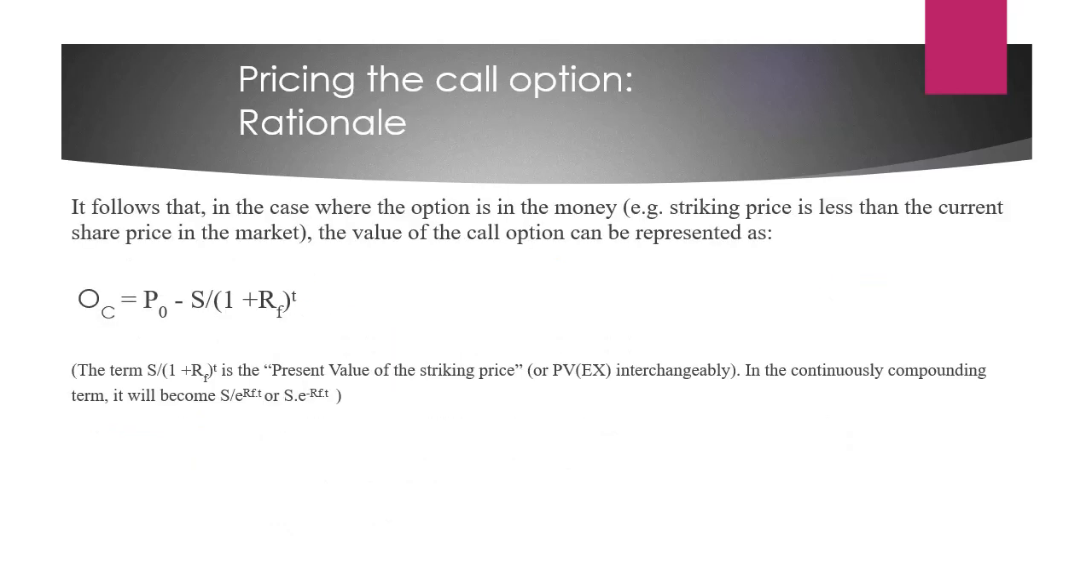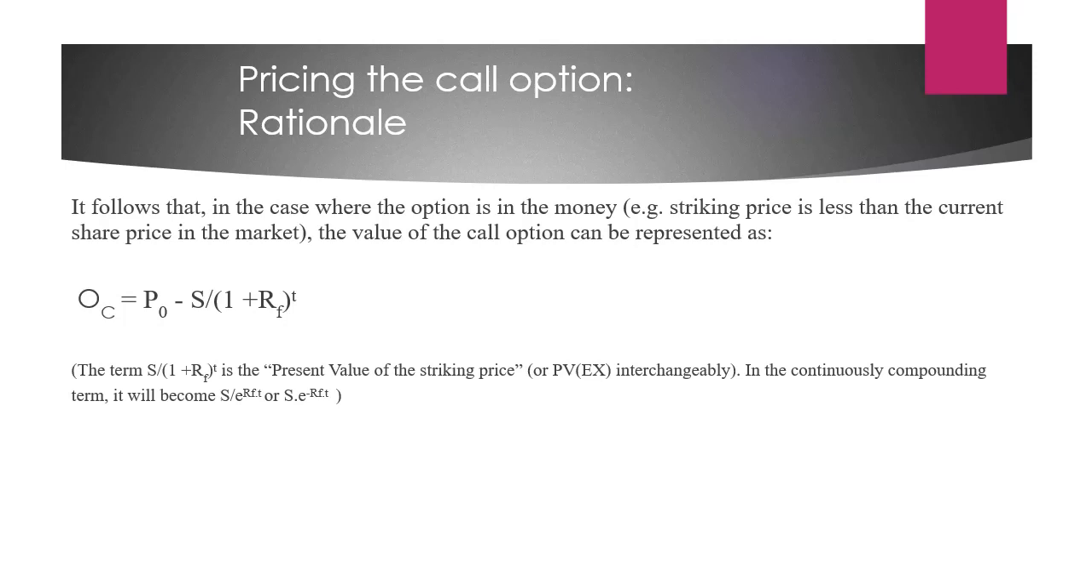In case the option is in the money, which means the striking price is less than the current share price in the market, then the value of the call option can be represented by the expression there: O sub C, that is the call option value, equals the present stock price minus the present value of the striking price, where the discount rate is the risk-free rate. For continuous compounding, this term of the present value of the exercise price would be equivalent to the strike price times e to the power minus the risk-free rate.